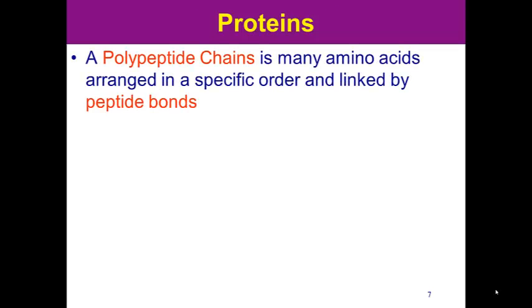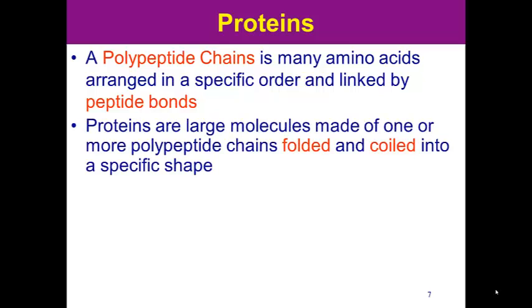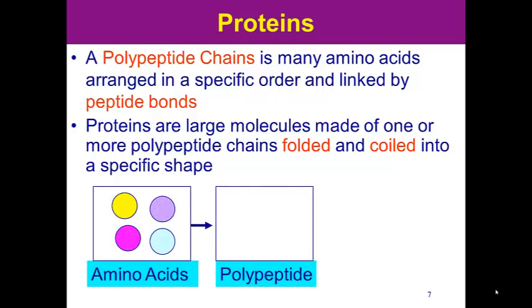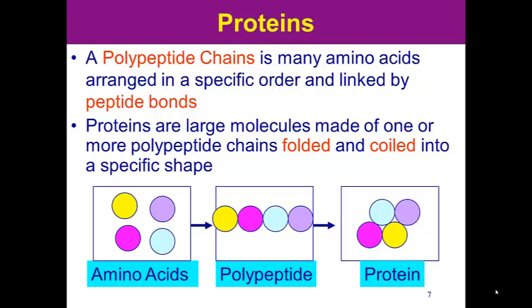Polypeptide chains are made of many amino acids arranged in a specific order and linked by peptide bonds. Proteins are large molecules made up of one or more polypeptide chains folded and coiled into a specific shape. So here are some amino acids. The circles represent amino acids. When they're joined together, they're called a polypeptide. When they're folded, they're called a protein.